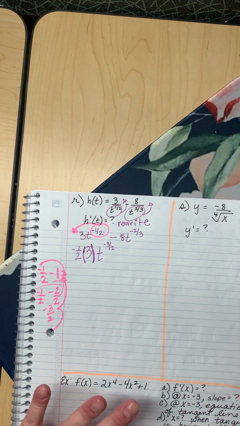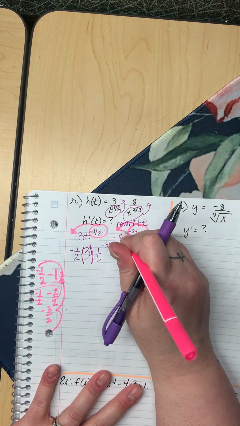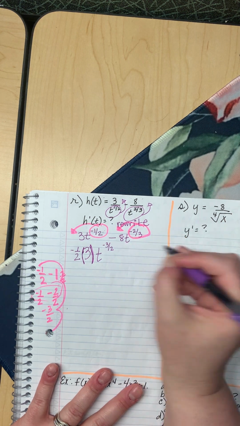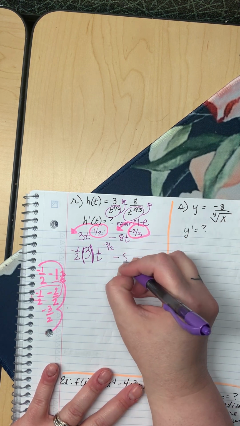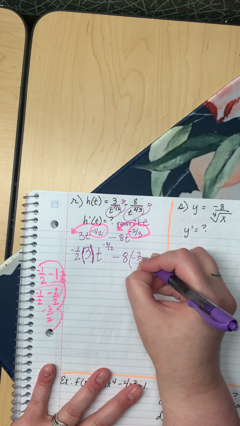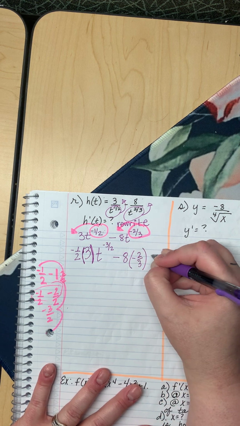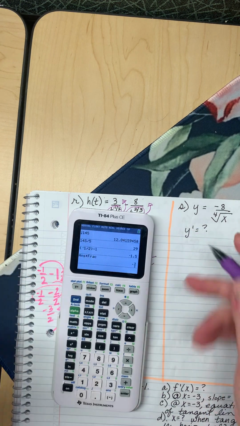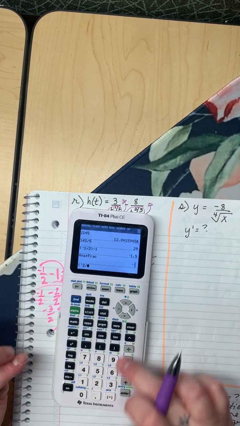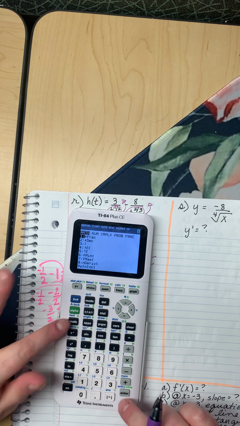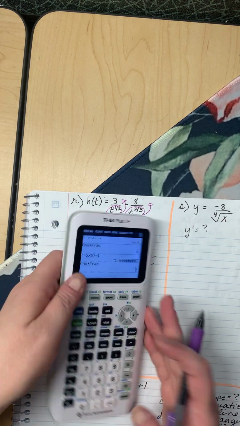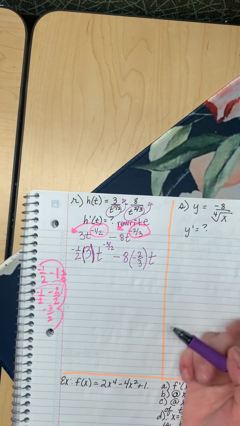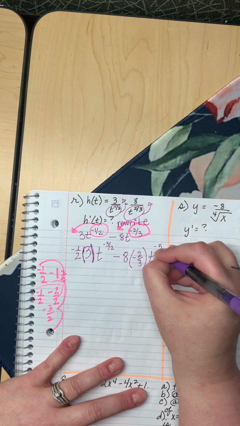Now let's do this next piece. I'm going to take this negative 2 over 3 and bring it down in front. So I'm going to have minus, there's an 8, and then negative 2 over 3 in parentheses, and then t to the whatever negative 2 over 3 minus 1 is. You can use a common denominator, or you can just put it in your calculator. You guys have so much stuff to remember, I'm desperate. So I get negative 5 over 3.